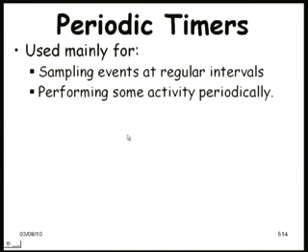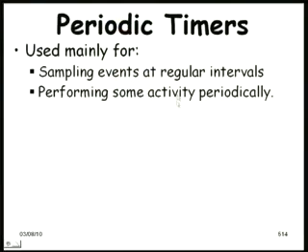A periodic timer is typically used for sampling events at regular intervals, like you want to do something every 10 millisecond or 100 millisecond. You set the periodic timer, and then every 100 or 10 millisecond it will keep on giving an interrupt, right. Based on that, you would have the handler routine to handle reading some sensor value and so on. So, that is one main use of a periodic timer.